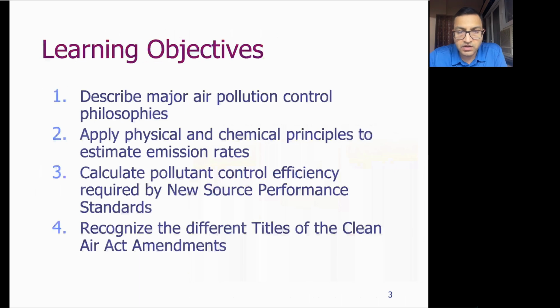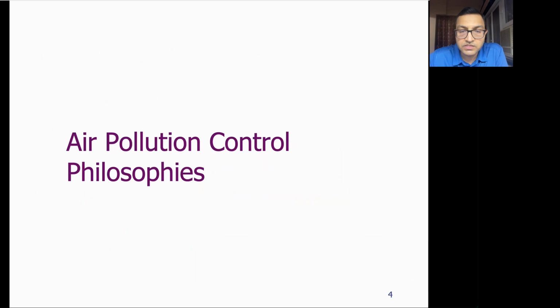So the major objectives for this week are we want to describe some of the major air pollution control philosophies, and we will apply physical and chemical principles to estimate emission rates. We will also calculate control efficiency required by the new source performance standards, and we will be able to recognize different titles of the Clean Air Act amendments. So let's start with the air pollution control philosophies.